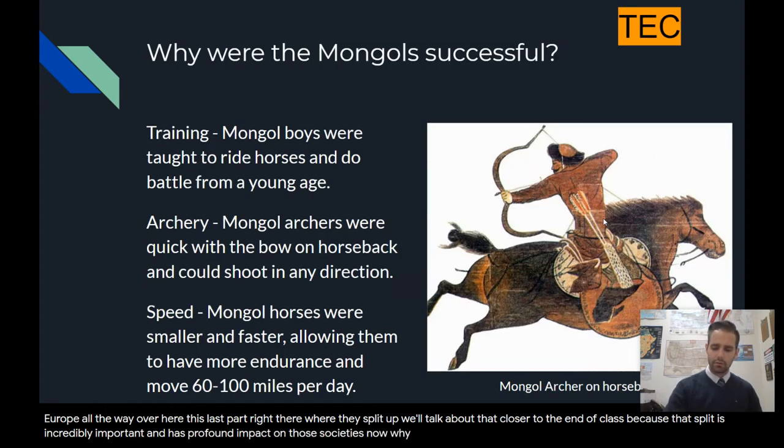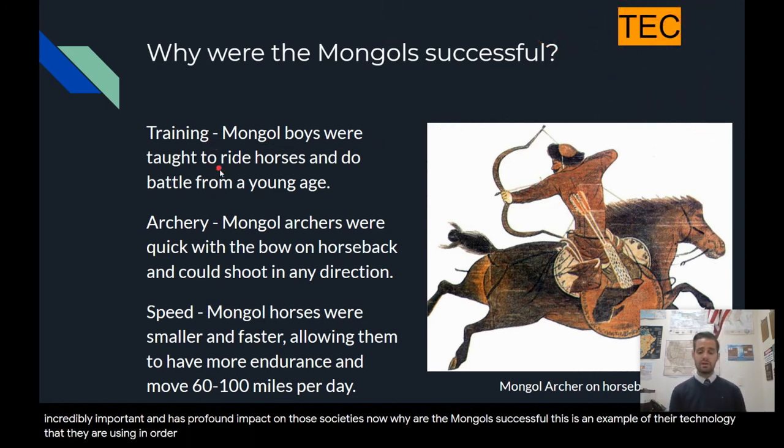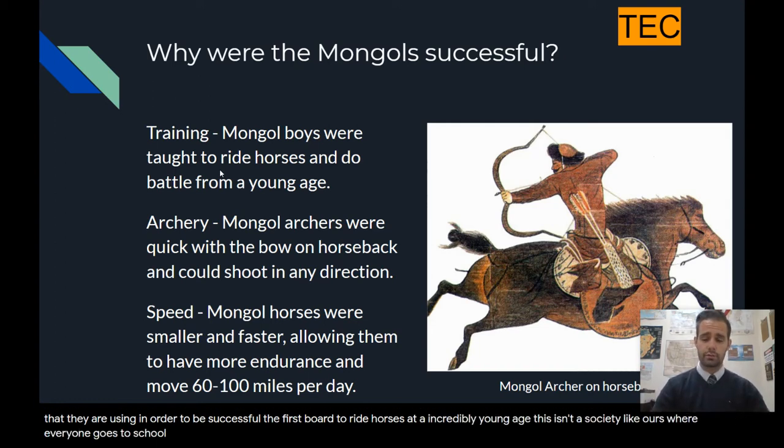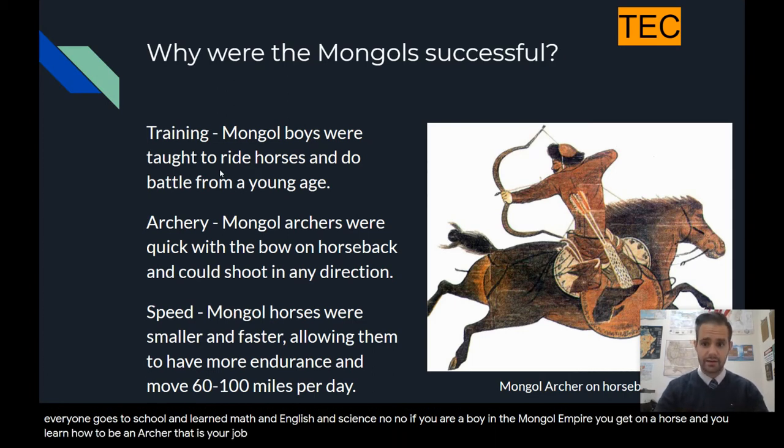Now, why are the Mongols successful? This is an example of their technology that they are using in order to be successful. The first part is their training. Mongol boys are taught to ride horses at an incredibly young age. This isn't a society like ours where everyone goes to school and learns math and English and science. No, no, no. If you are a boy in the Mongol Empire, you get on a horse and you learn how to be an archer. That is your job. That is what you are supposed to do.